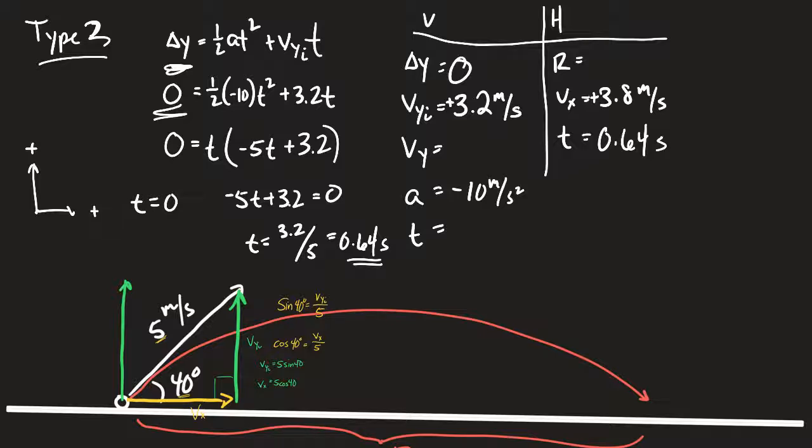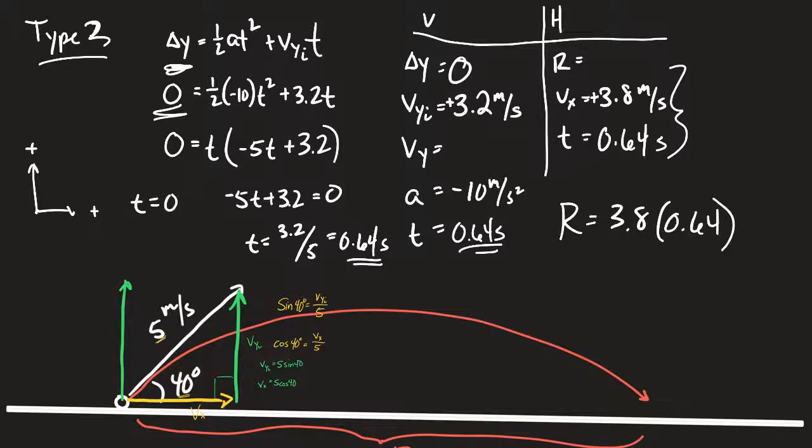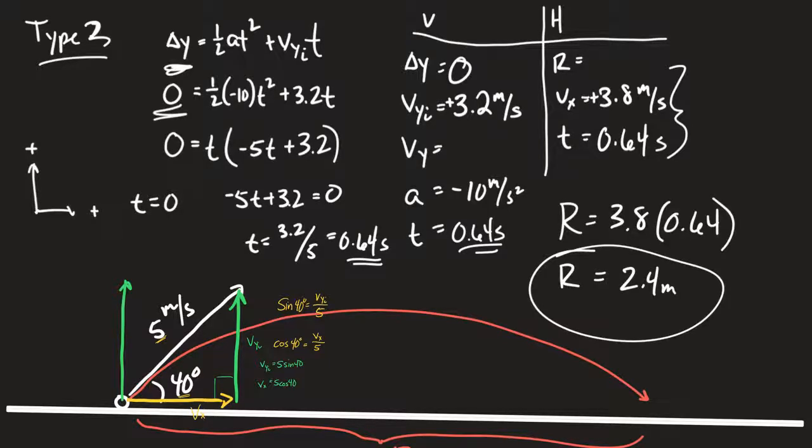Write my times in both places so I can keep track, but I know this is what's left. The range equals 3.8 times 0.64. I don't know, 2.4 meters? I'm guessing. Yes? I know my math tables. I can do multiplication. I'm so proud. Whoa.